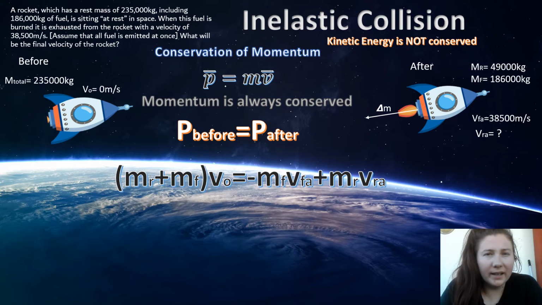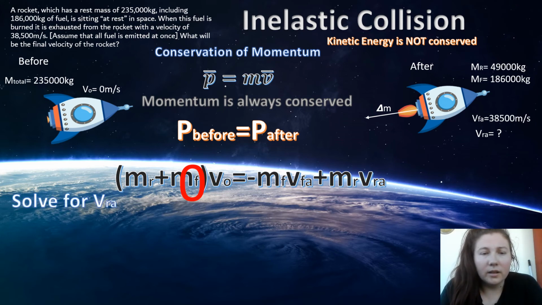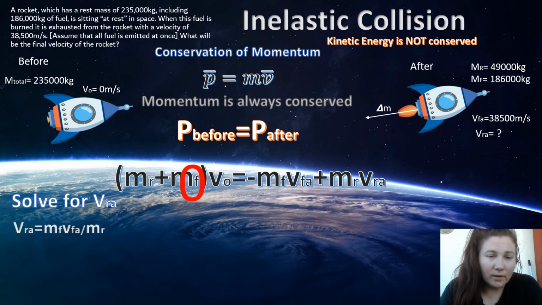Now, what are our zeros for this problem? Well, this side is 0 because the initial velocity is 0. What exactly are we trying to figure out? We're trying to figure out the velocity of the rocket. Now, we solve for the velocity of the rocket symbolically, which is the mass of the fuel times the velocity of the fuel divided by the mass of the rocket.